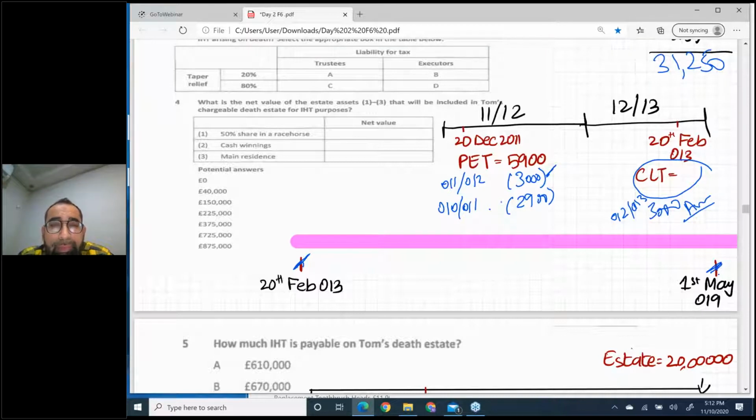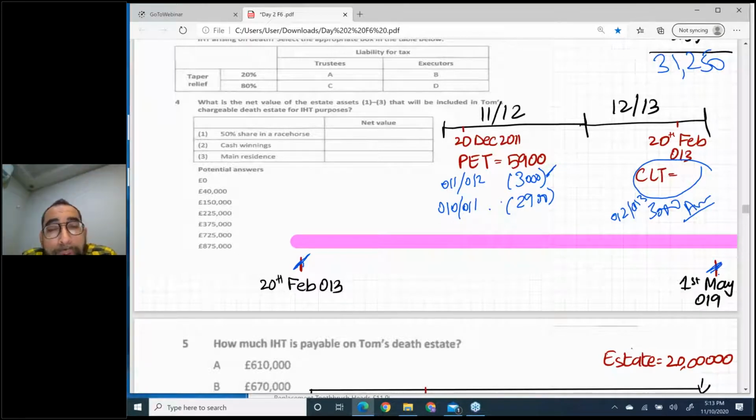Listen, let me count with you. From Feb 13 to Feb 14, Feb 15, Feb 16, Feb 17, Feb 18, Feb 19, but there is no Feb 20. He died before Feb 20. That means more than 6 and less than 7 years. So definitely taper relief is 80%.